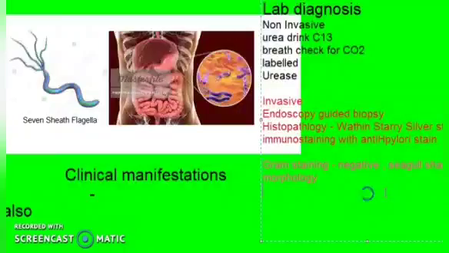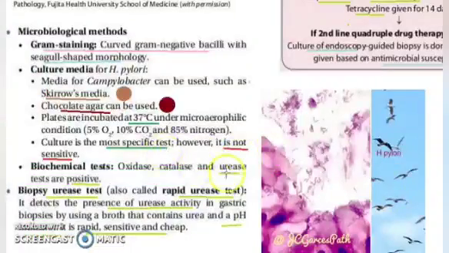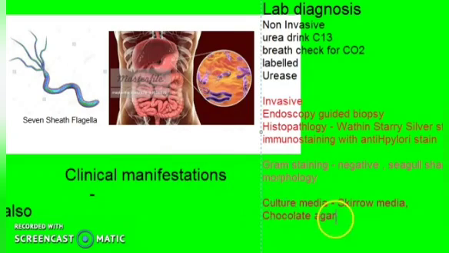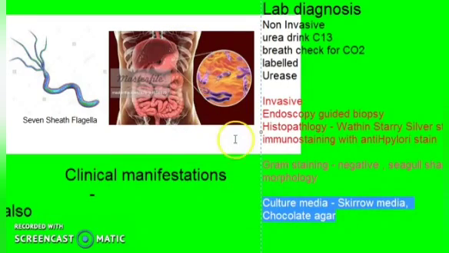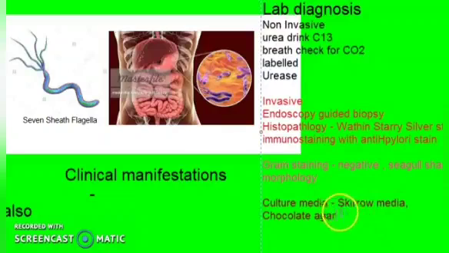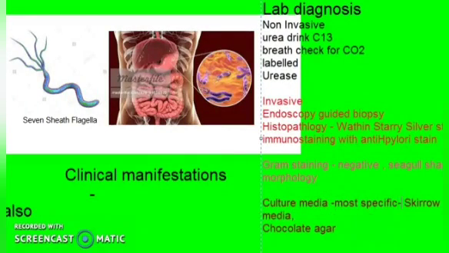Then culture media for H. pylori will be Skirrow's media and even chocolate agar. So these will be specific for this. Campylobacter also you can use these, right? Skirrow's media. This is the most specific. Culture media is most specific. Okay.